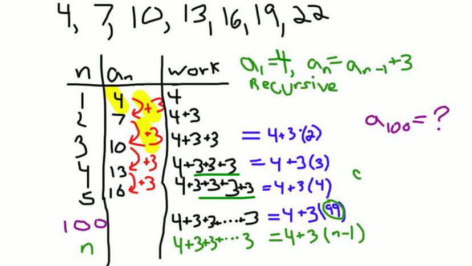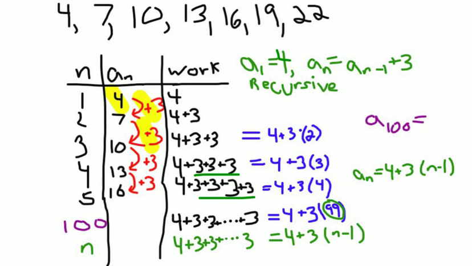That is called a direct rule because we can directly find the value of the term just knowing the term number by plugging in for n. So a sub n equals 4 plus 3 times n minus 1, and you could simplify that. I prefer not to because it's easier to explain where this rule came from if you're not simplifying.